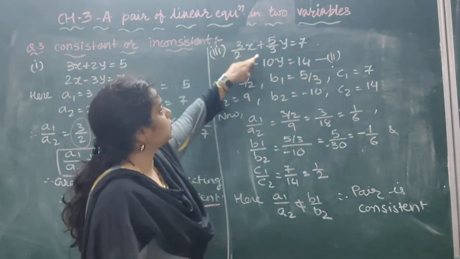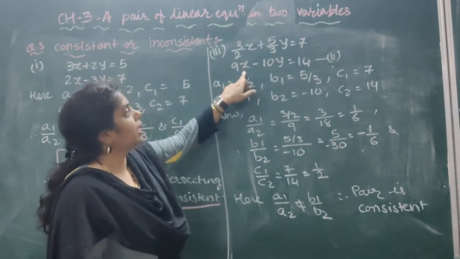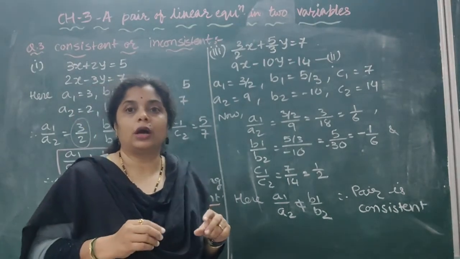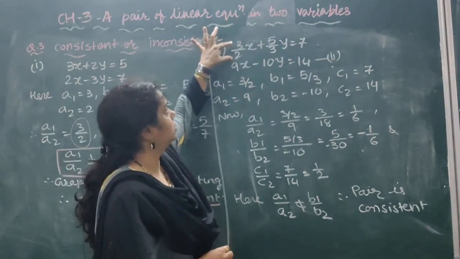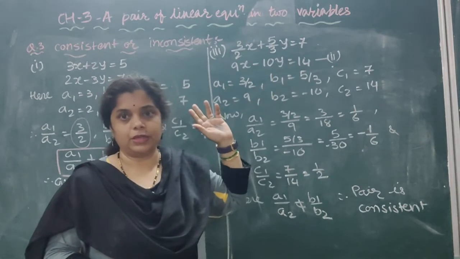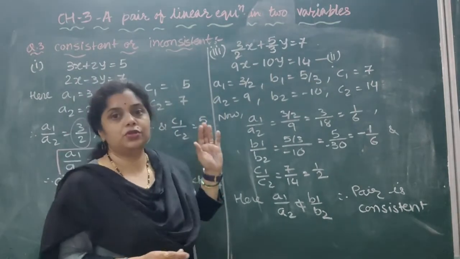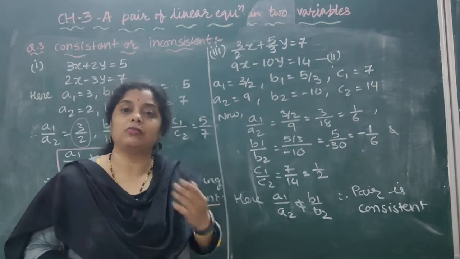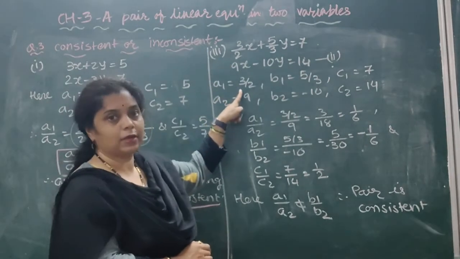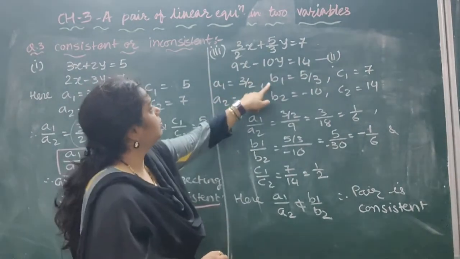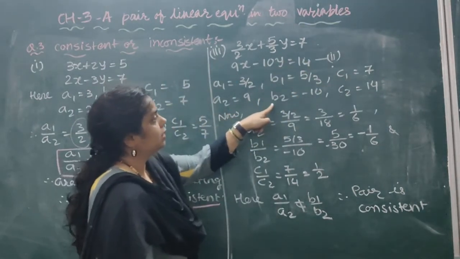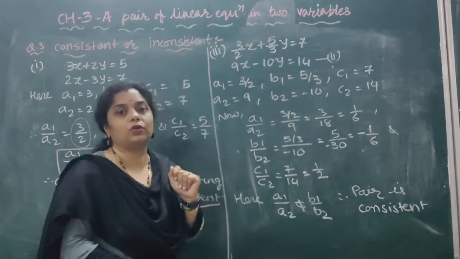Here it is 3 by 2 x plus 5 by 3 y is equal to 7, and the second is 9x minus 10y is equal to 14. Here you can either put this 3 by 2 as a1 and this as b1 as it is, or you can take the LCM. It is up to you. The method which you think is easy and comfortable, you can use that method. I have taken 3 by 2 directly, I have not taken the LCM here. And b1 is equal to 5 by 3, c1 is equal to 7, a2 is equal to 9, b2 is equal to minus 10 and c2 is equal to 14.